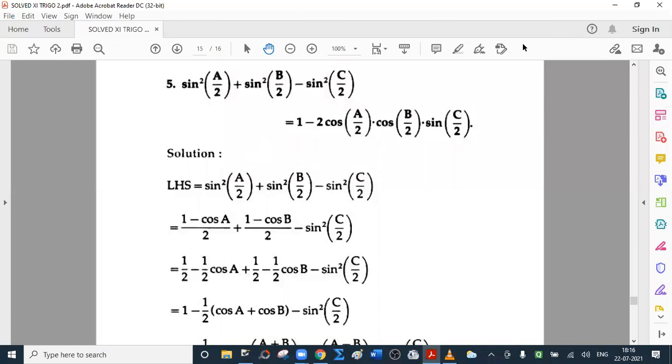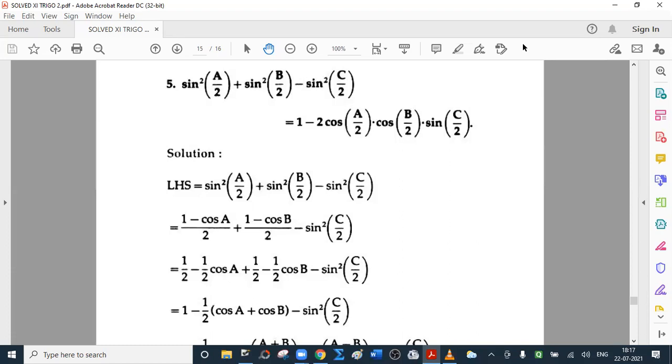Yesterday we started trigonometric functions of angles of a triangle. Exercise 3.5, fifth one. Let me explain. I think this sum is similar to sum number 4. What is sum number 4? Prove that sine square A plus sine square B minus sine square C equal to, and here it is sine square A by 2 plus sine square B by 2 minus sine square C by 2.